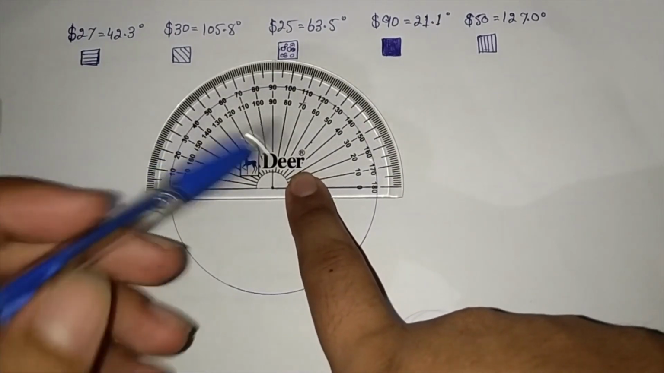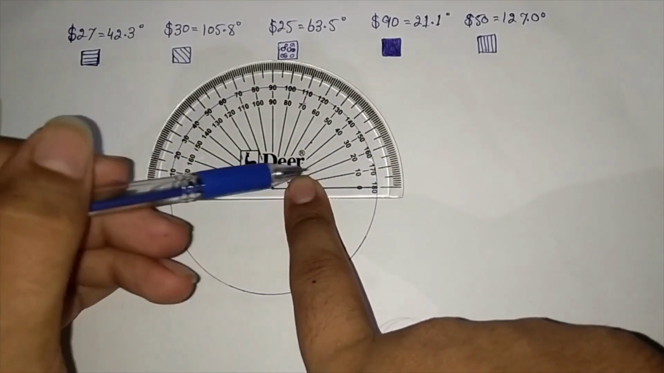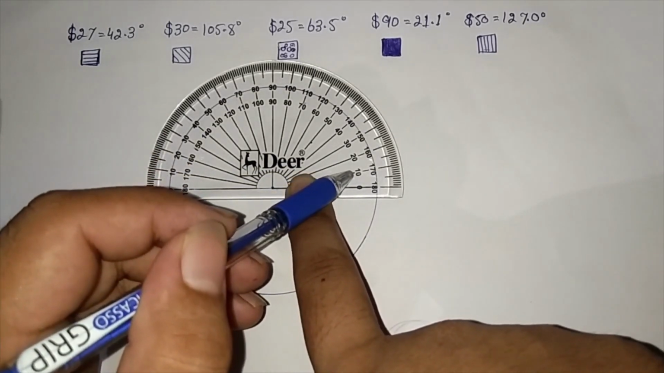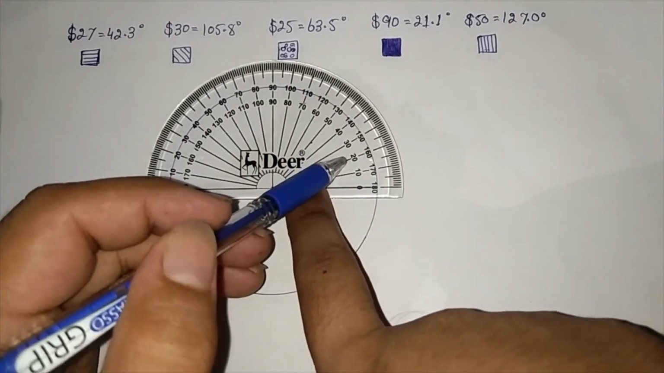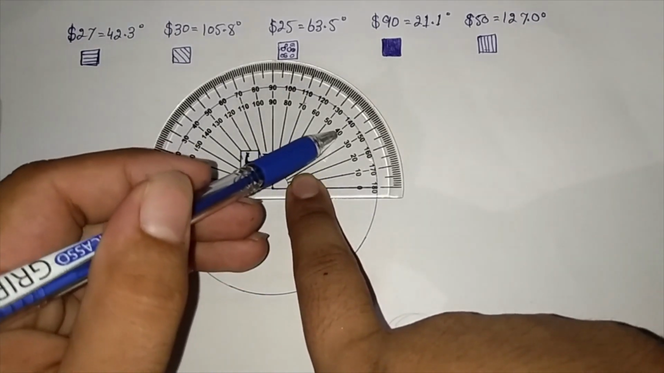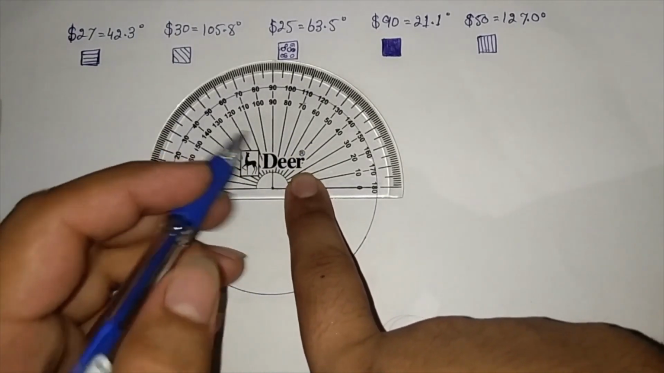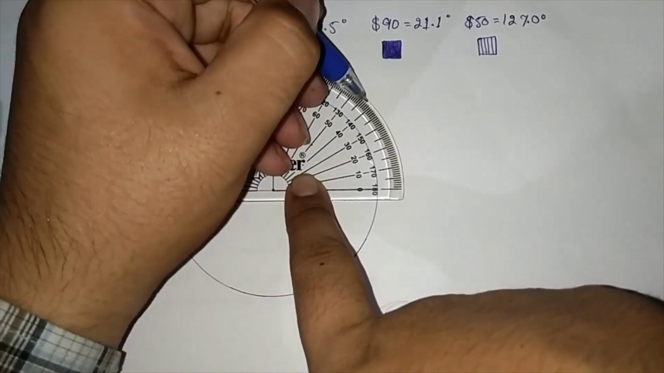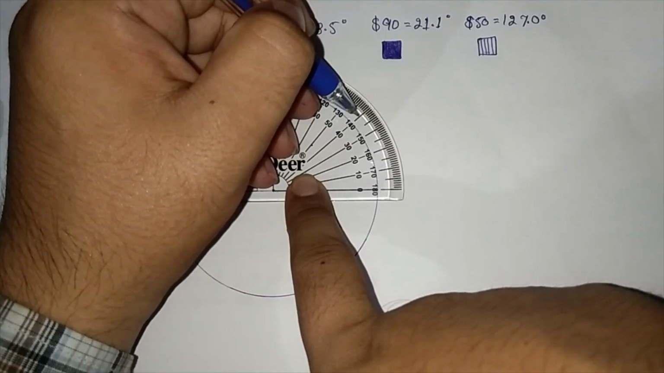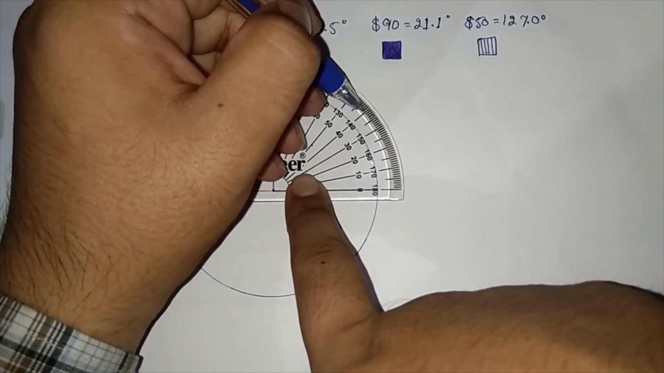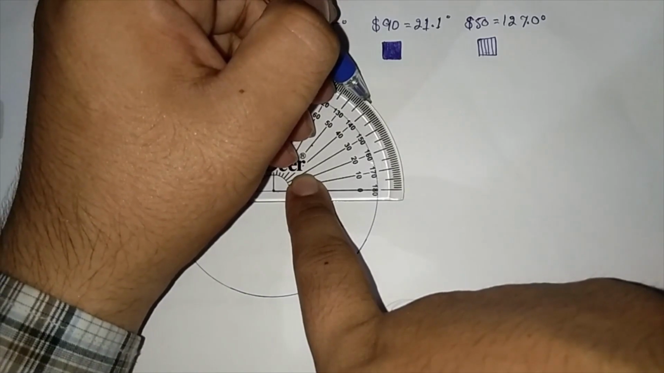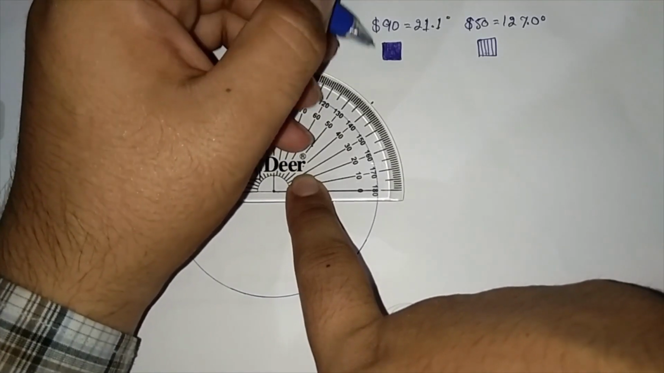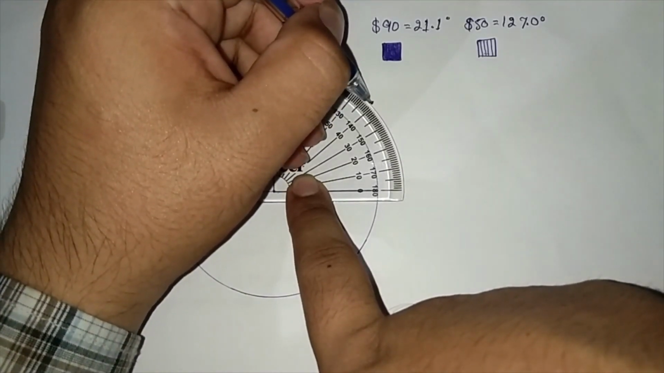Now we will draw our first angle. We have 42.3 degrees, and because here we have our baseline, we will use this zero. We will count 42.3 degrees, or we can say 42 degrees. So you can see here we have 10, 20, 30, 40. Here we have 40, and if I go in subdivisions, this line is 40, so 41 and 42. So here we have approximately 42 degrees. This one.